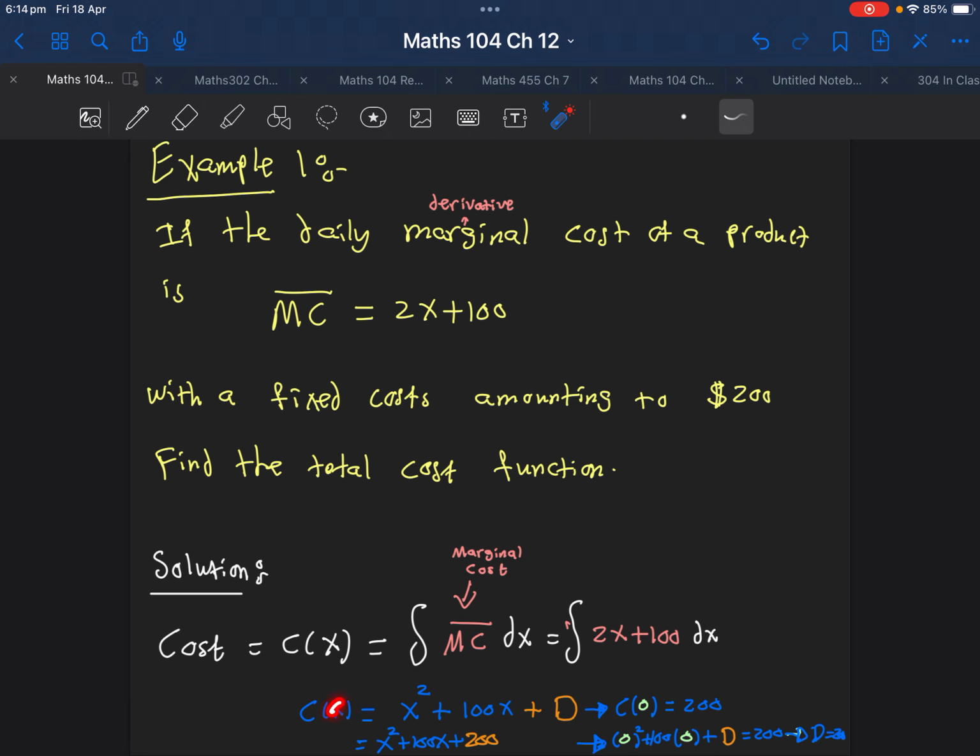Next step, we need to plug in 0 everywhere. Why do we choose 0? Because it says that the fixed cost, what is the fixed cost? It is the cost when we don't produce anything. It's the starting cost. It's the cost that we will pay regardless of how many products we will produce. So if we do that, we get D equal to 200, and that's the cost function here.